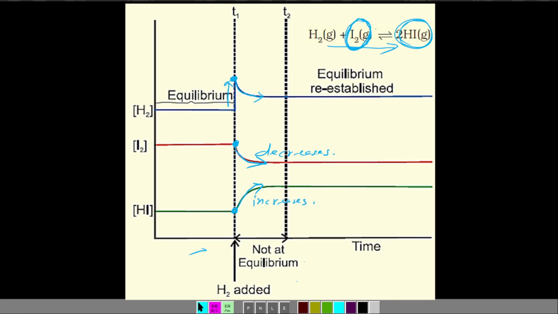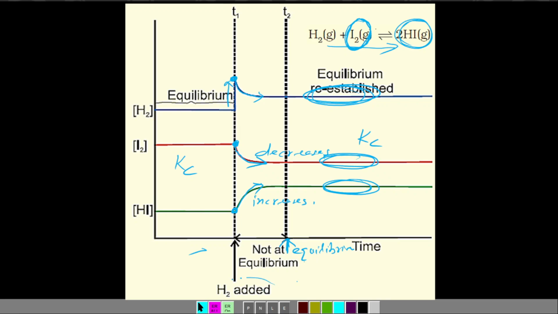Then they will attain some other values of concentrations, again constant. So a new point of equilibrium will be achieved. Here equilibrium will be achieved. There will be different values of hydrogen concentration, iodine concentration, and hydrogen iodide concentration, but the value of Kc here and Kc here will be same. So the values of concentrations will change in such a manner that the equilibrium constant remains same.